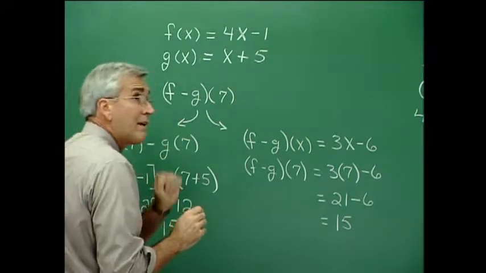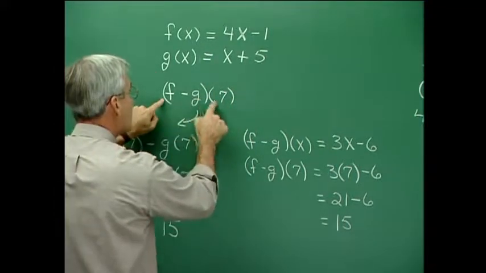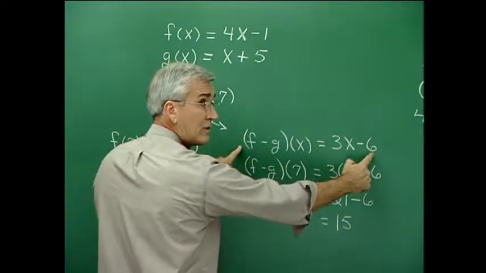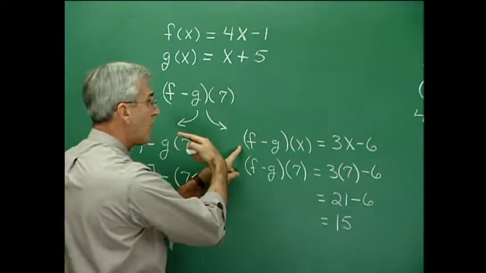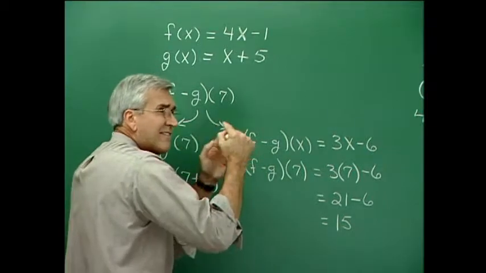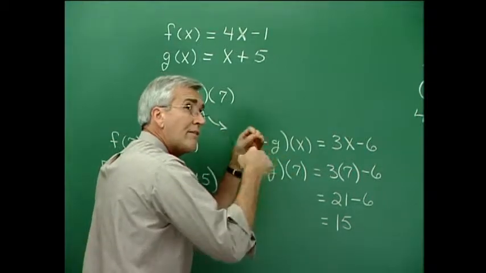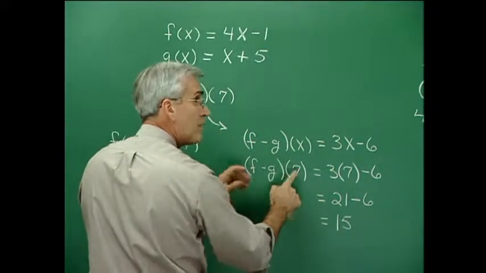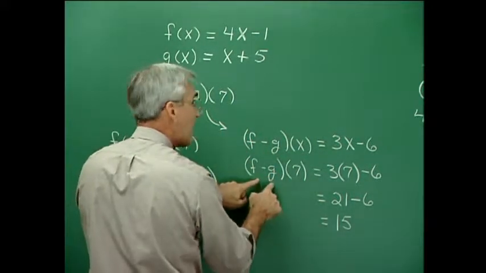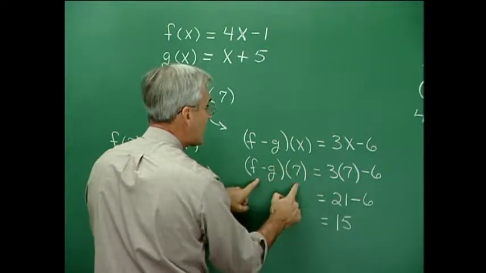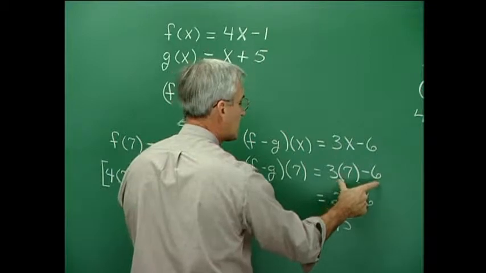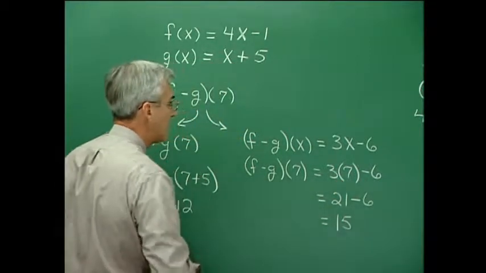Another way to deal with it, though, is like this. Using this notation, we can think, well, we've already figured out f minus g of x. We know that f minus g of x is 3x minus 6. We just figured it out in the previous problem. You see, you find the f minus g of the variable first, and then f minus g of 7 means in this f minus g function, replace x with 7. So here's the f minus g function, and we replace x with 7, and we get 15 as expected.